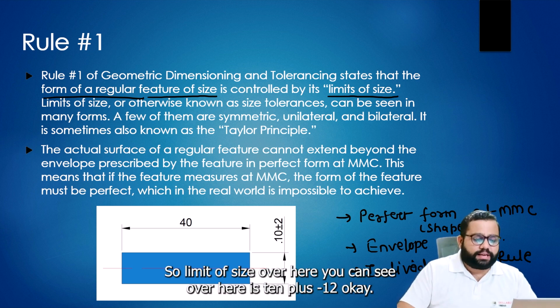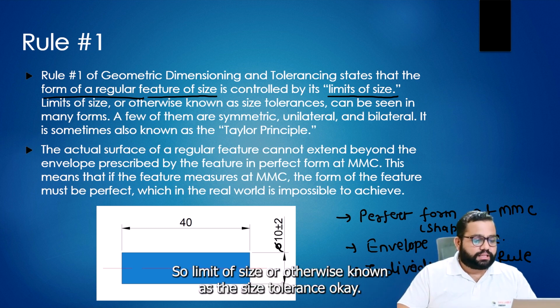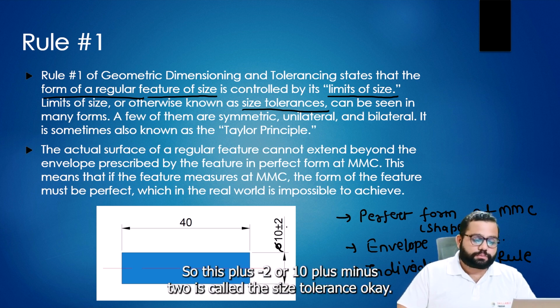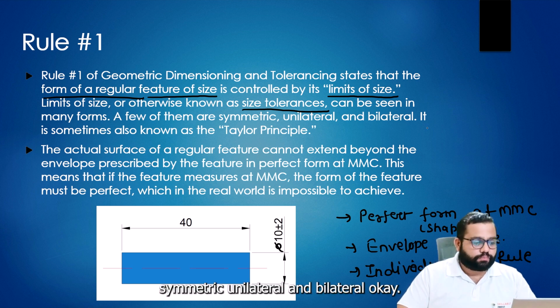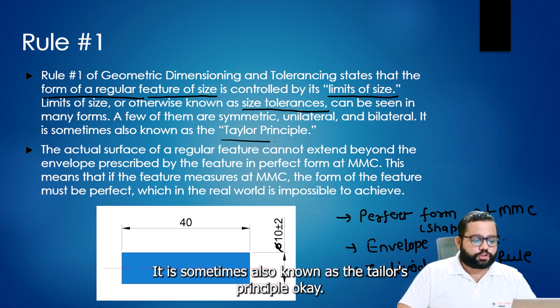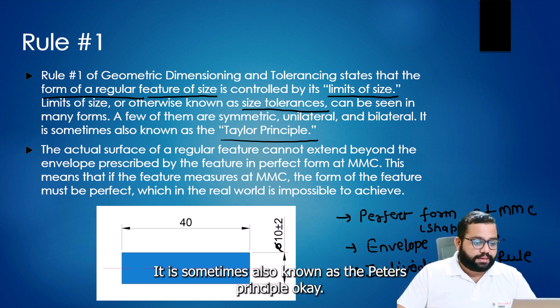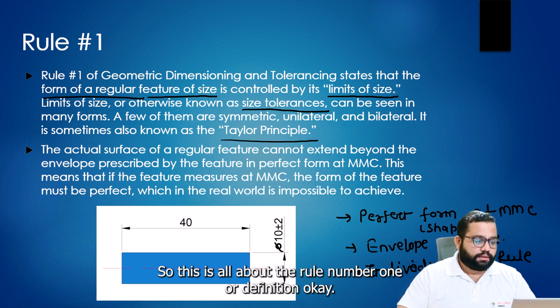The limit of size over here, you can see, is dia 10 plus minus 2. The limit of size is the dimension, otherwise known as the size tolerance. So this plus minus 2 on 10 is called the size tolerance. It can be seen in many forms: symmetric, unilateral and bilateral. It is sometimes also known as Taylor's principle. So this is all about the rule number one definition.